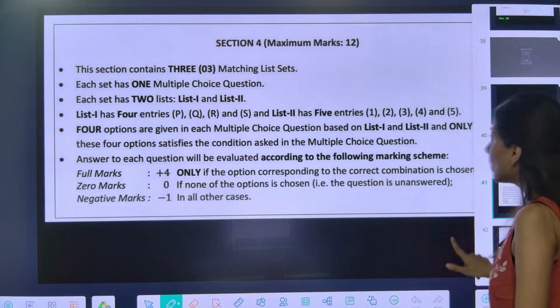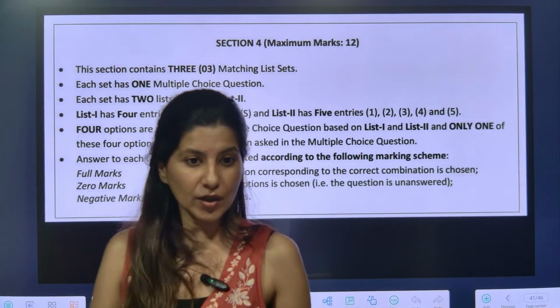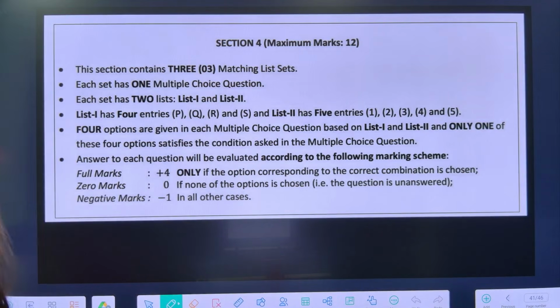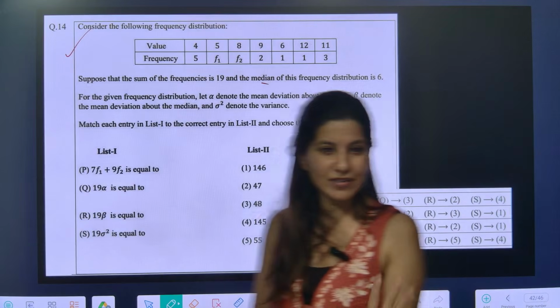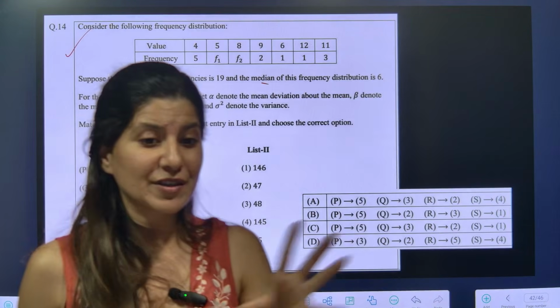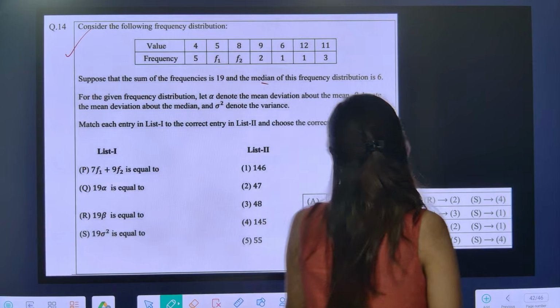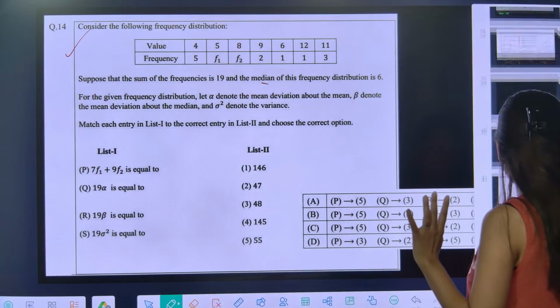Now I think we are moving towards section number 4. Section number 4 is maximum, okay, 3 questions, matching options basically. So 3 questions, last 3 questions, and this is, I think, my favorite thing because you don't have to solve each and every question. Okay, so we'll pick one question. Let's pick this question.